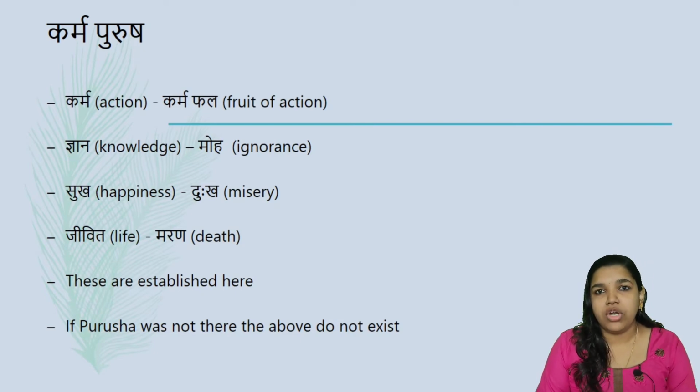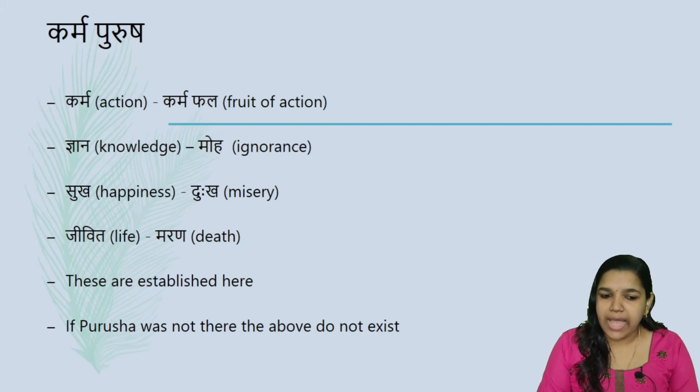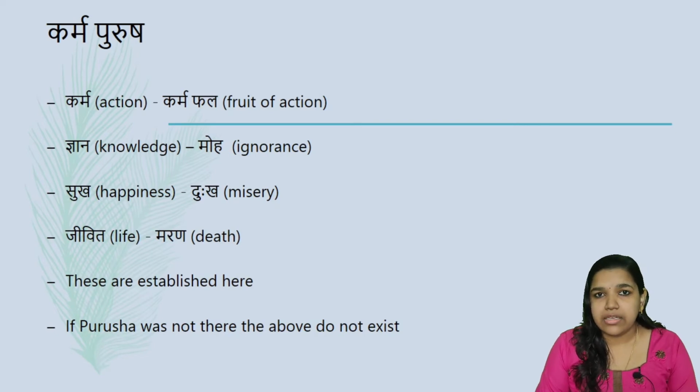Jnana refers to the knowledge and moha means ignorance or not having the knowledge. Sukha and dukkha. Sukha means happiness and dukkha means misery. Jivita and marana, life and death. These all are present in this Purusha, and if Purusha is not present, these factors like karma, karma phala, jnana, moha won't be present. So these all are associated with the Karma Purusha. So the Purusha who is doing the karma or who is performing all the actions, we call it as Karma Purusha, and all these factors such as karma, karma phala, jnana, moha, jivita, marana, sukha, dukkha, everything is being associated with this Karma Purusha.